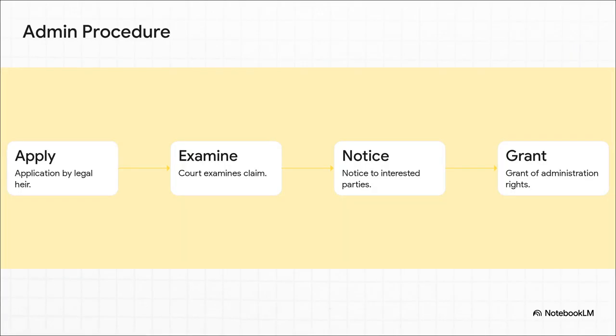The procedure here: 1. Application by legal heir. 2. Court examines claim. 3. Notice to interested parties. 4. Grant of administration rights. Do you notice the difference here? It's not an executor applying. The legal heir must step forward. Guide yourselves to present this as a precise procedural sequence on the page. The court evaluates who is most fit among the legal heirs to administer the estate before granting these rights.